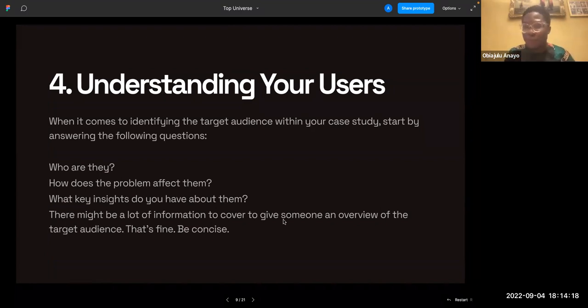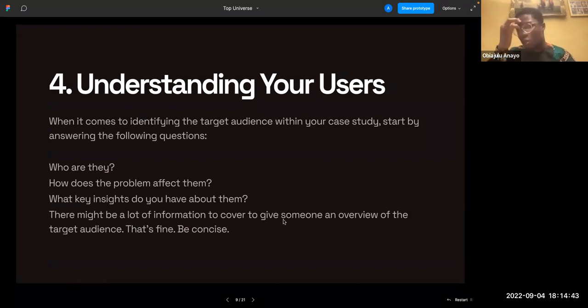How does this problem affect them? Right? So what key insight do you have about these users? How busy are they? How long will they spend on your product? There are many products, especially fintech products, that don't expect you to spend too much time on them, like Facebook and social media, right? They just expect you to spend a few seconds, carry out your action and then close the app, except you're the type that does transfers a lot, right?